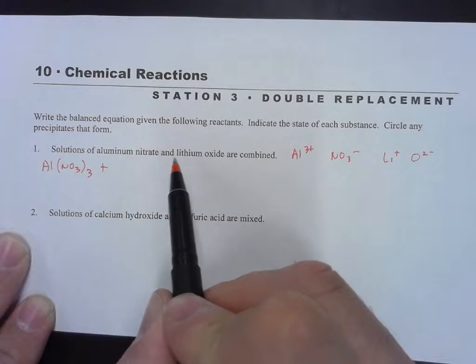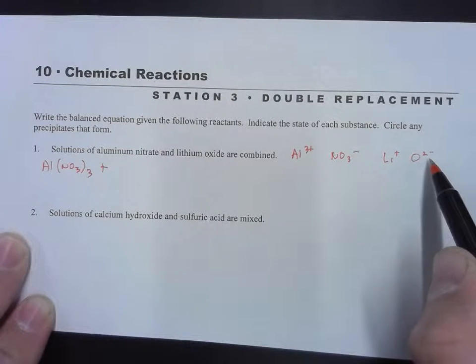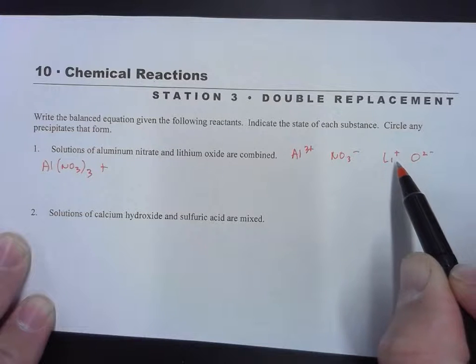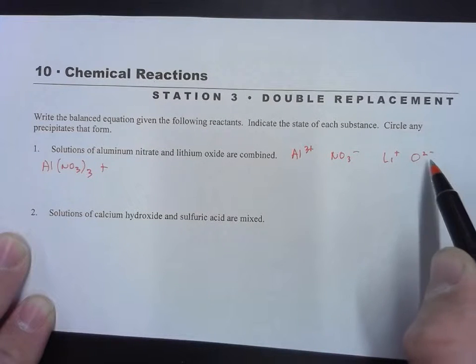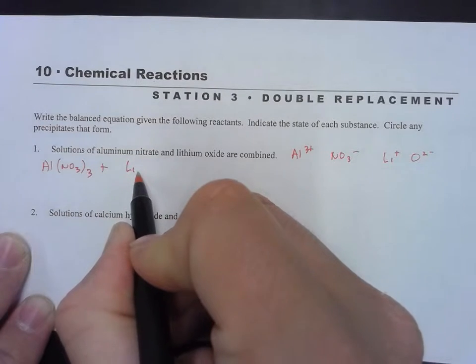Aluminum nitrate and lithium oxide. Lithium is +1, oxide is -2. Lithium oxide, therefore, you're going to need 2 of these lithiums to cancel off that -2 charge. So Li2O.